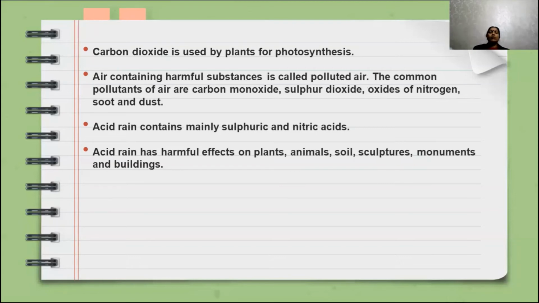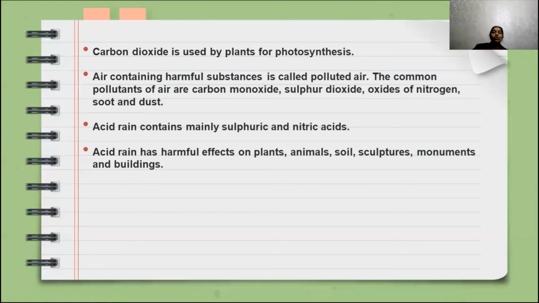Mainly we can see this pollution in urban or industrial areas. The air contains pollutant substances that are harmful to the people living there and to our environment, and such air is called polluted air. The harmful substances present in the air are known as pollutants.